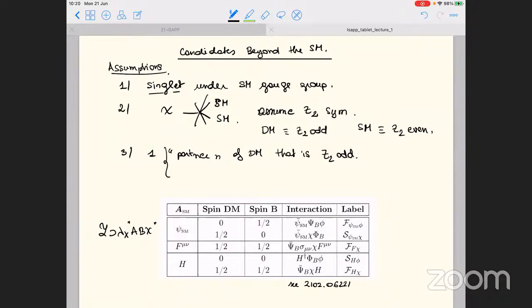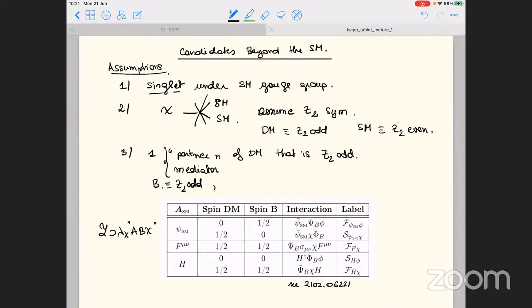This partner, I might call it the mediator, sometimes is going potentially to mediate interaction between the standard model and, let's say, the dark matter. And why I'm going to assume it's a mediator is because for this lecture, I'm going to suppose that this other particle that is Z2 odd is actually having gauge interaction with the standard model. So I'm going to assume that there is dark matter and, let's say, B, that is Z2 odd.